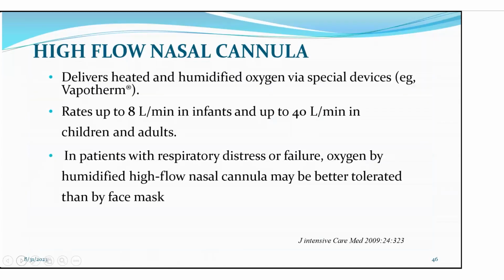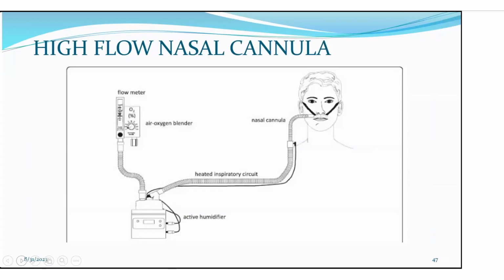High flow nasal cannula delivers heated and humidified oxygen via special devices, e.g. the Vapotherm. The rate is up to 8 liters per minute in infants and up to 40 liters per minute in children and adults. In patients with respiratory distress or failure, oxygen by humidified high flow nasal cannula may be better tolerated than by mask. That is the high flow nasal cannula, especially as we used it during the time of COVID.